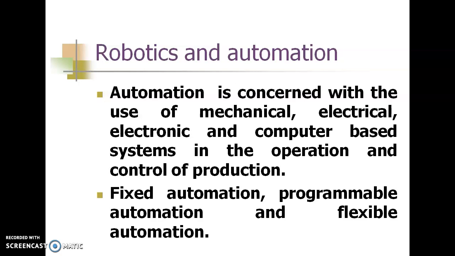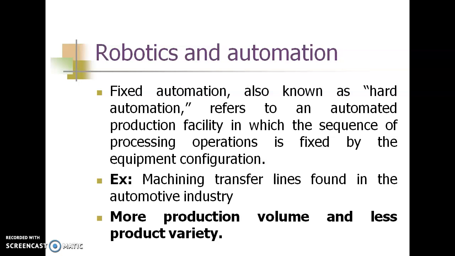Automation is classified into three groups. One is called fixed automation, the second is programmable automation, and the third is flexible automation. What is fixed automation? Fixed automation is known as hard automation. It is called hard automation because it has a sequence of processing operations, and this sequence is fixed by the equipment configuration. For example, in an assembly line, the sequence of operations is carried out in a particular way, and the machines are arranged in that sequence only. That is called fixed automation.